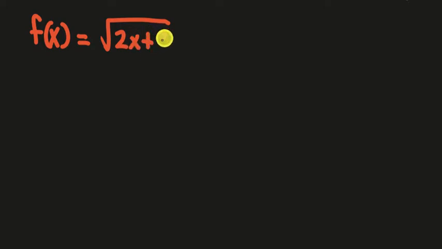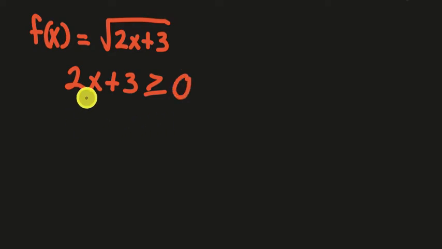Next we have f of x equals the square root of 2x plus 3. What we need to do here is set what's inside of the square root to be greater than or equal to 0, which means that it cannot be negative. We're looking for what value of x produces a non-negative number inside of the square root.